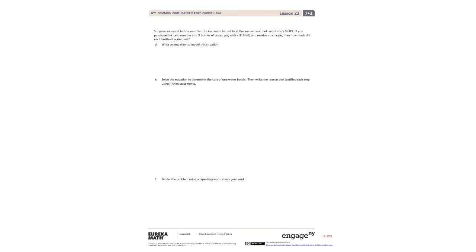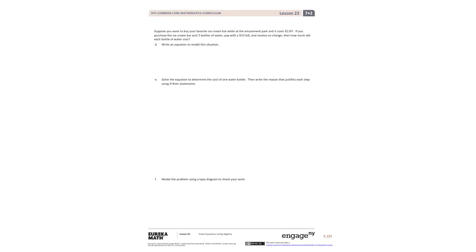Suppose you want to buy your favorite ice cream bar while at the amusement park and it costs $2.89. If you purchase the ice cream bar and 3 bottles of water, pay with a $10 bill and receive no change, then how much did each bottle of water cost? D, it says write an equation to model this situation.